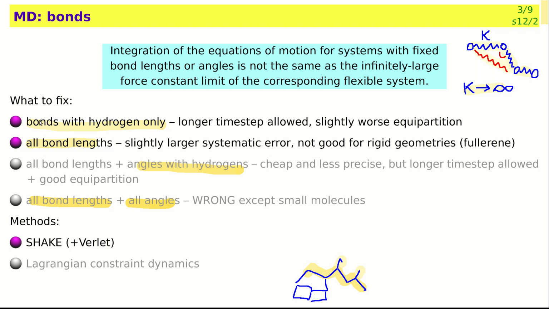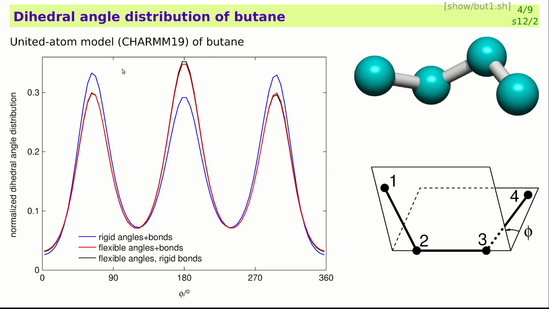Okay, so we know what to fix. Typically, only bonds with hydrogens is recommended nowadays. We don't have to spare so much, and we have several methods to use. I will speak about them later. And one example with the united atom model of butane.